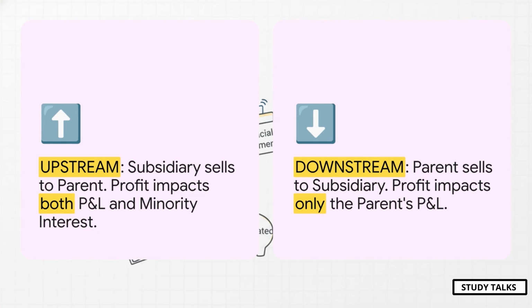Let's break it down. Downstream, think of it as profit flowing down from the parent to the sub. Since the parent made 100% of that profit, the minority isn't involved at all, so the adjustment only hits our consolidated profit. Easy. But upstream is different. The profit is flowing up from the sub to the parent. Because that profit was made by the subsidiary, the minority shareholders own a piece of it. So we have to split the adjustment and reduce both the consolidated profit and the minority interest.